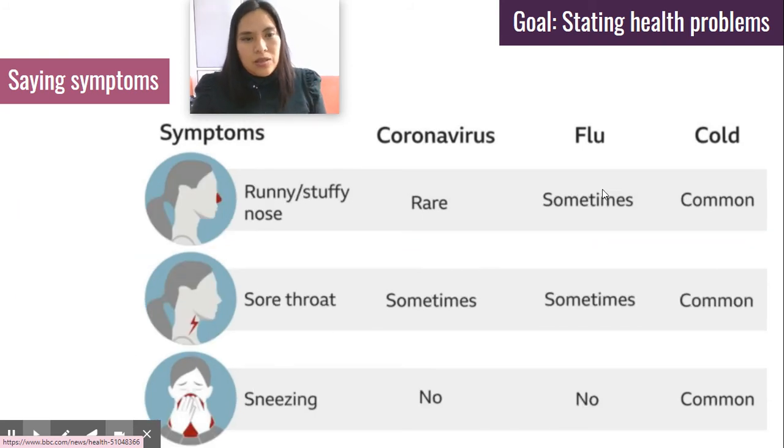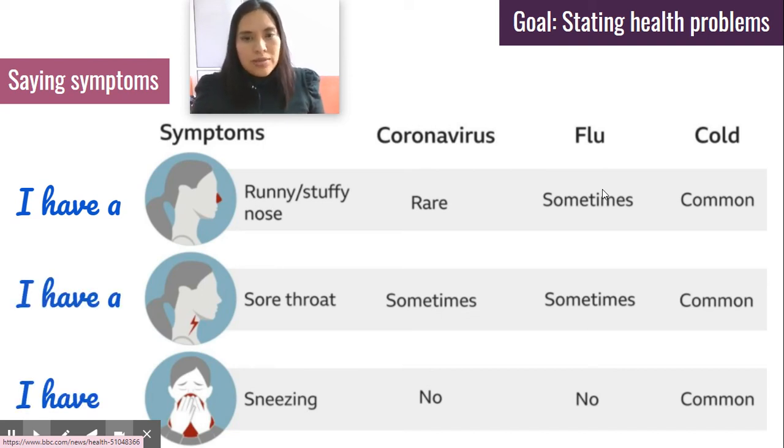The last set of symptoms I want you to know in this lesson is runny nose or stuffy nose, sore throat, and sneezing. How to express them? We are saying, I have a runny nose when we have lots of fluids. So I have a runny nose, I have a stuffy nose, I have a sore throat, and I have sneezing. Once again, in this case, it is not possible to say I have a sneezing. I have sneezing.